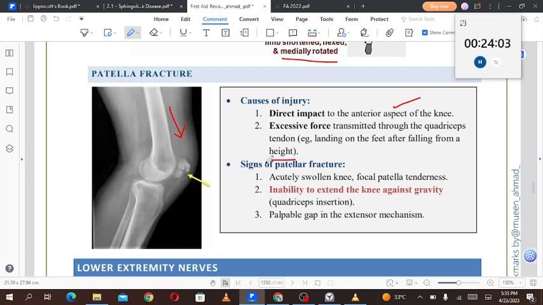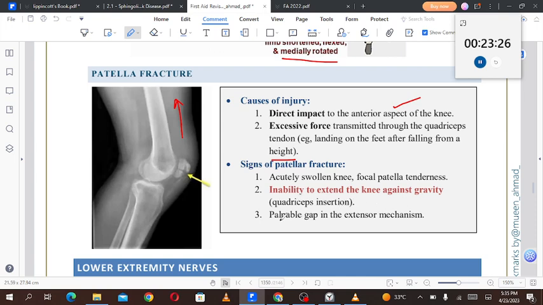Signs of patellar fracture: an acutely swollen knee, focal patellar tenderness, and inability to extend the knee against gravity, that is, quadriceps insertion. Whenever we are trying to extend the knee, the quadriceps femoris tendon will be contracted and the force is directed in that direction. This movement will be painful because the patella is also pushed upward. When the patella is cut in half, this movement will be very, very painful, so the person will be unable to extend the knee joint.